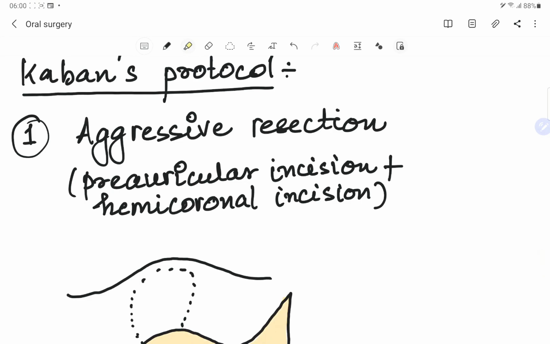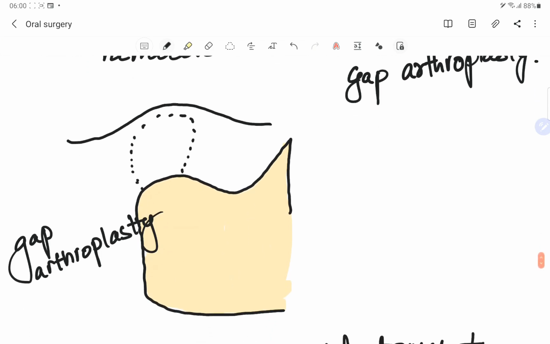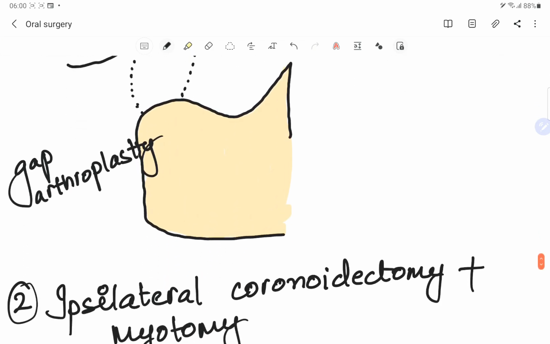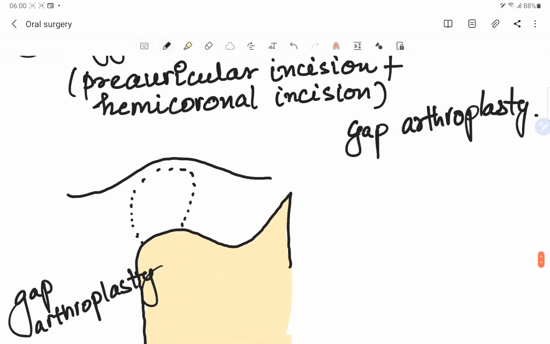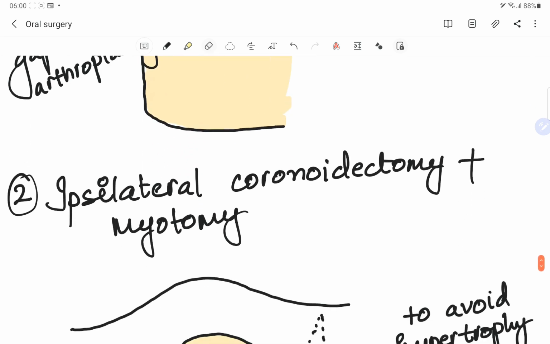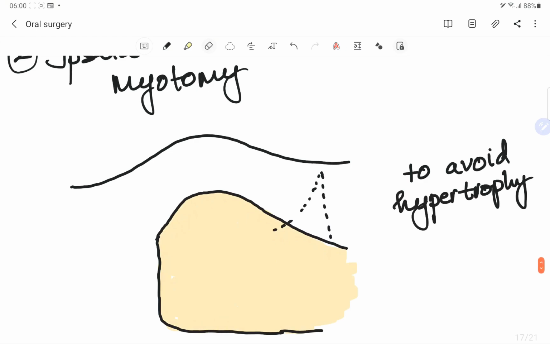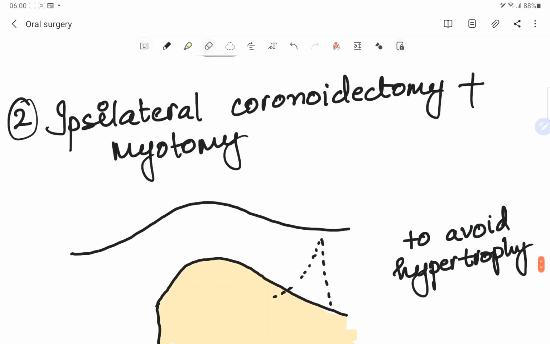The first step is the same as the gap arthroplasty, which is we are removing the condylar head up till the neck. So we give the pre-auricular incision up till some part of the coronal. So we are removing the condylar head. I have already written gap arthroplasty. Then we do the ipsilateral coronoidectomy and the myotomy. That means we are removing the coronoid process also.